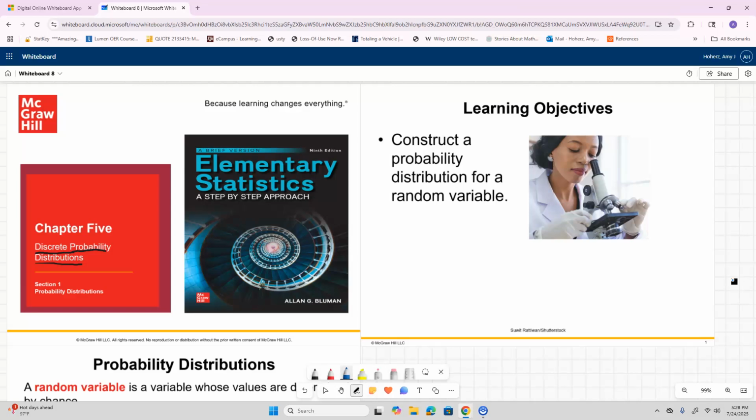So this, of course, is Section 5.1. And we're going to get this introduction to what probability distributions are, and our learning objective is to construct a probability distribution for a random variable. Even more than constructing the probability distributions, we're going to learn how to read them and the criteria for them. Not really going to be constructing them on our own that much.